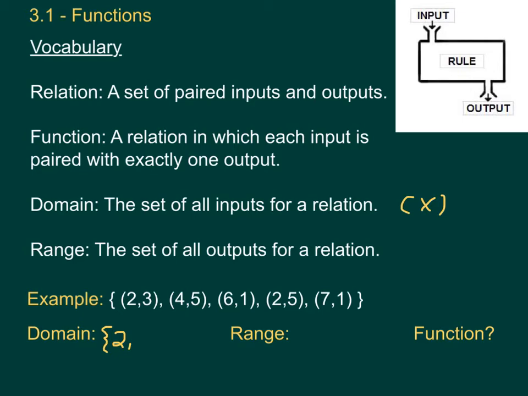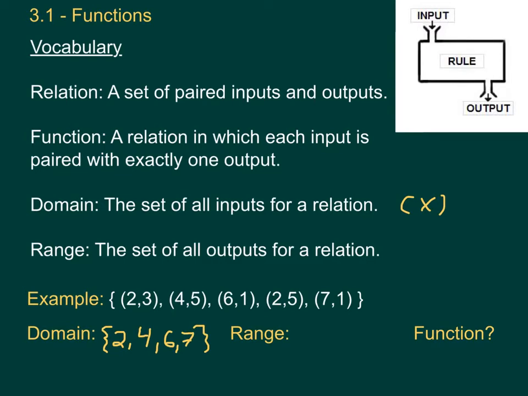2 actually shows up twice, but I don't need to repeat it. I just have to write it once. 4 shows up, 6, and 7. And so in any order, that would be my domain. Once again, that's because 2, 4, 6, and 7 appear as the x values in my set of ordered pairs. 2 has already been used, so I don't need to repeat it.